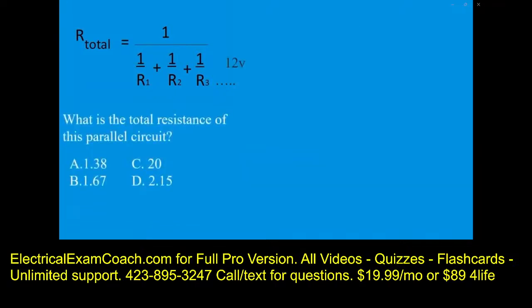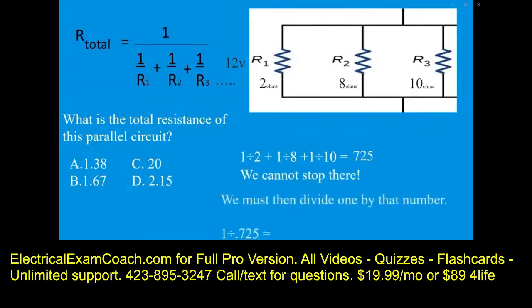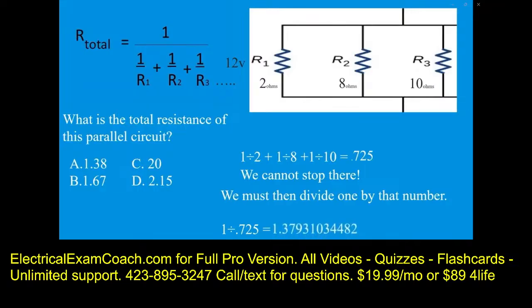Let's do another one. What is the total resistance of this parallel circuit? We look right away and we see that our smallest resistor is 2, so we know right away that C and D are incorrect. It's going to be either A or B, so let's move forward. So we take 1 divided by 2 plus 1 divided by 8 plus 1 divided by 10. We cannot stop there. We must then divide 1 by that number. That is going to give us 1 divided by 0.75. And that is going to give us 1.3793. We're just going to round up to 1.38.